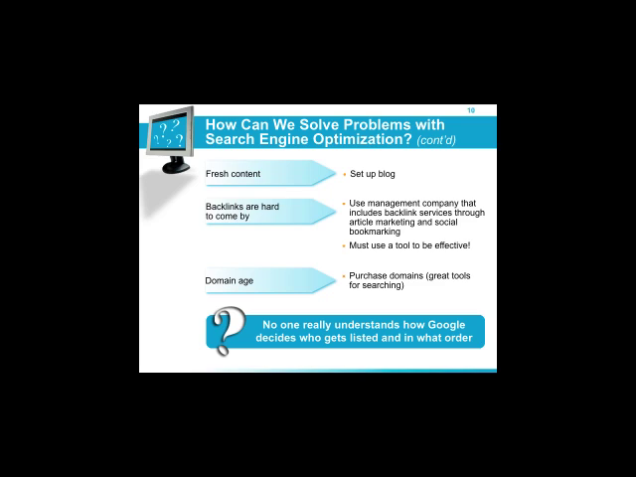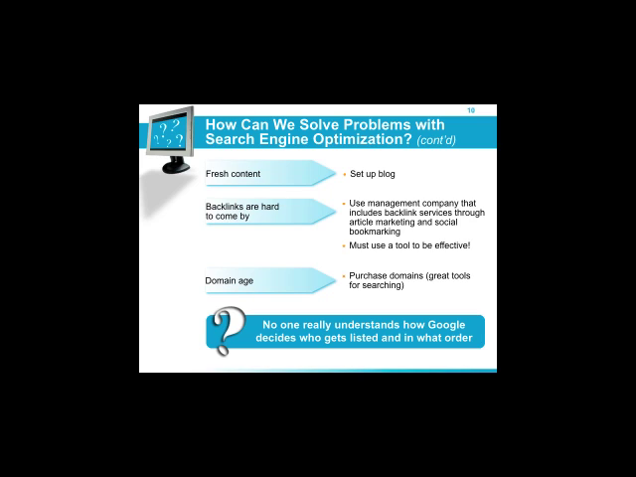Then you can also, to get the backlinks, because you do need backlinks, as we said, you have to use an effective tool. And there also you can use link management companies that will go out there and get you links from various sites. Again, your article marketing strategy also gives you links, and social bookmarking is also another way to get the backlinks.